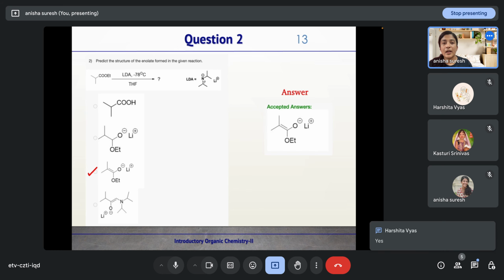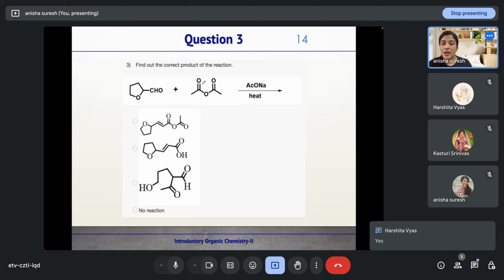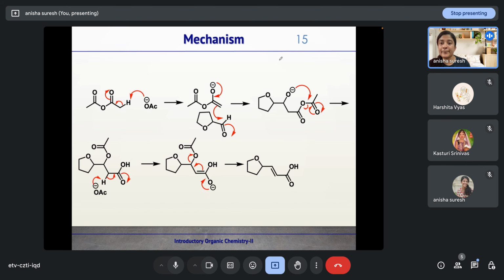Okay. Now coming to question number 3. Find out the correct product of the following reaction. So we are having an aldehyde and an anhydride here, and it is treated with NaOAc and heated. So what will be the product that will be forming in this reaction? So let us see the mechanism.